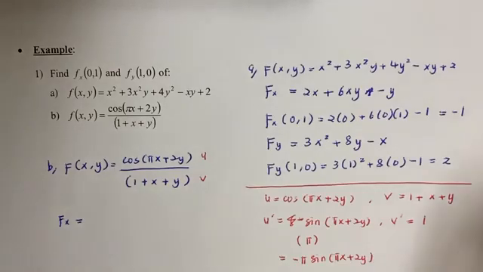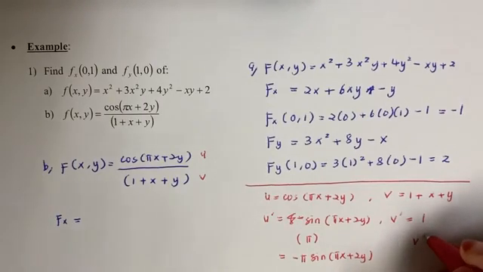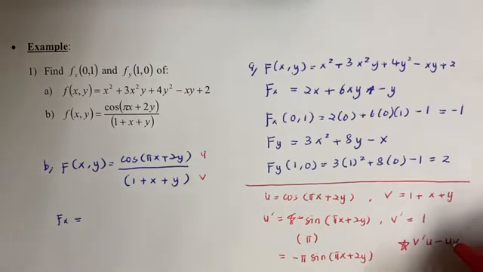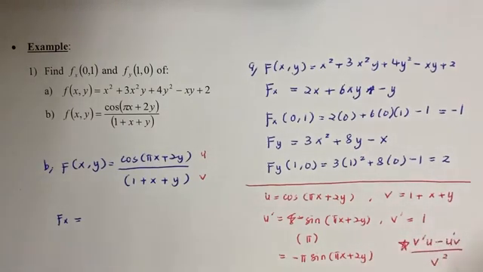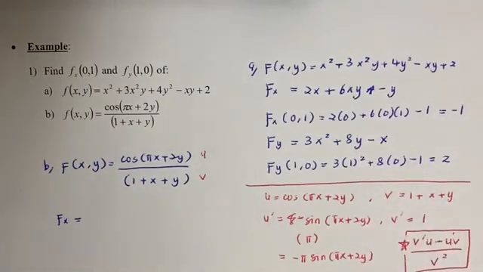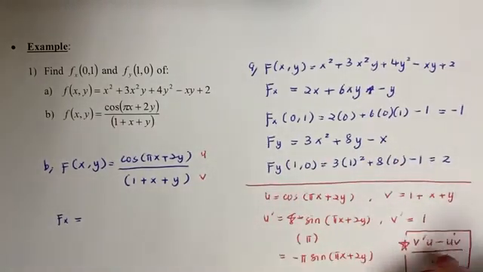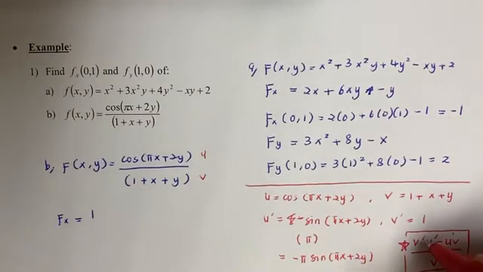And then for the quotient rule, you must remember the formula. Sorry, it is v u prime minus u v prime, all divided by v squared. Okay, this is the formula for the quotient rule. So the formula for the quotient rule is v u prime minus u v prime.